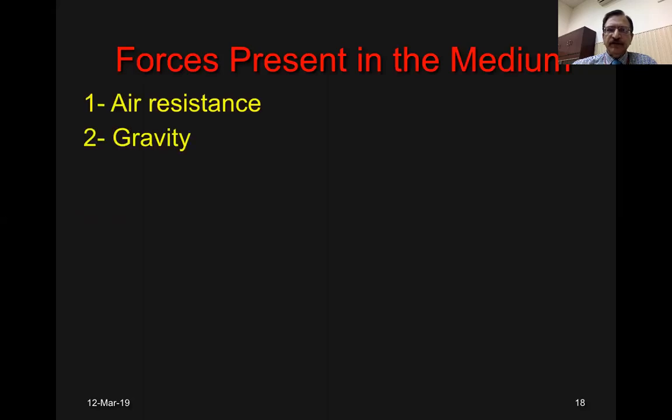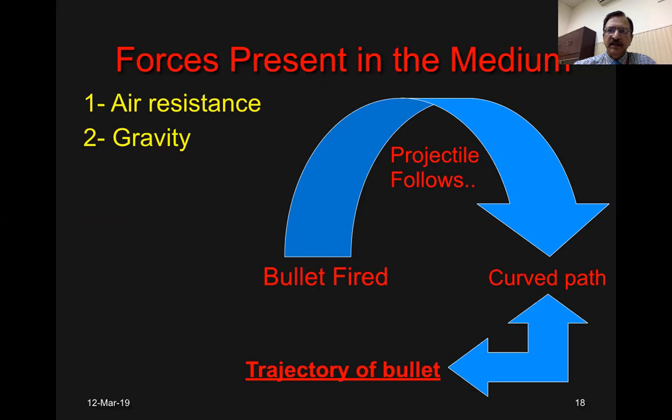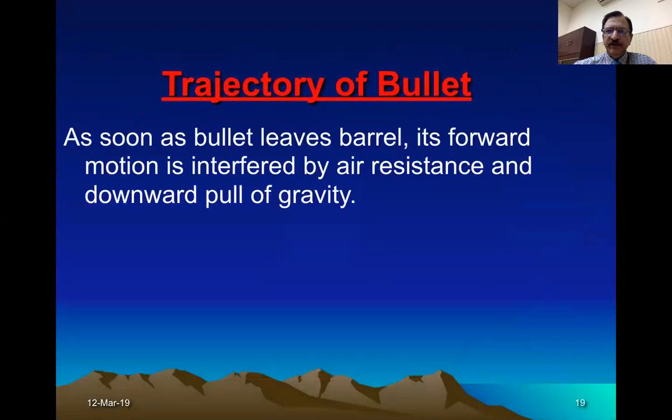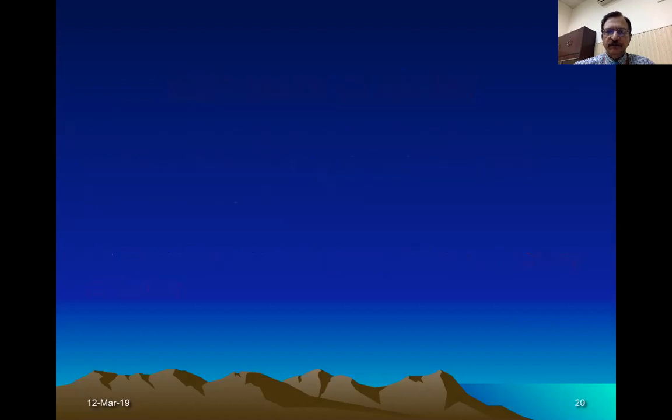So the negative forces present within the medium are the air resistance and the gravity, and they pull the bullet down, and the projectile will follow a curved pathway. This curved pathway is called the trajectory of a bullet. When the bullet leaves the barrel, its forward movement is interfered with by air resistance and gravity, and it assumes a curved pathway that is called the trajectory of a bullet.